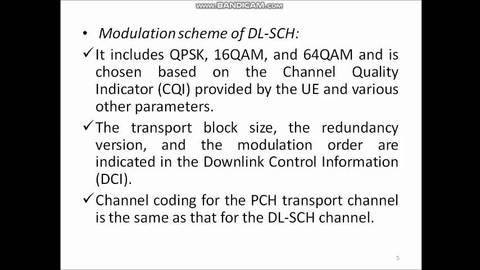Next is the modulation scheme of the downlink shared channel. This modulation scheme includes quadrature phase shift keying, 16-ary quadrature amplitude modulation, and 64 QAM, and it is chosen based on the channel quality indicator CQI provided by the user equipment and various other parameters such as the size of the transport block, etc. The transport block size, the redundancy version, and the modulation order are indicated in the downlink control information, or DCI, parameter.